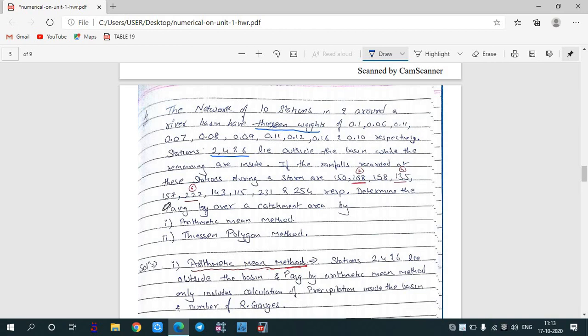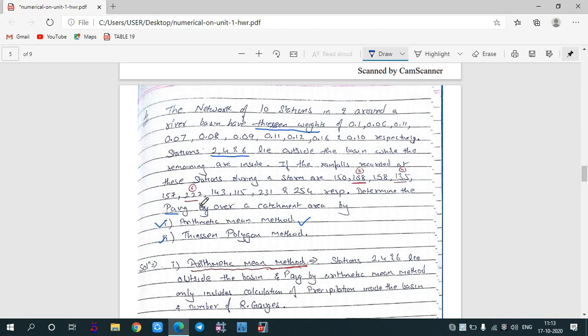Determine the P average, the average precipitation over the catchment area, by the arithmetic mean method. So first we have to calculate the average precipitation with the help of the arithmetic mean method. After that we will start with the Thiessen polygon method.